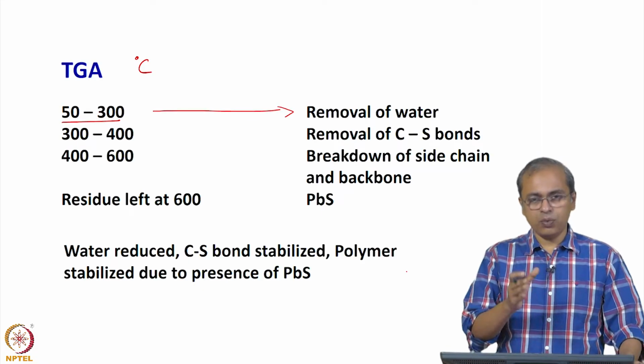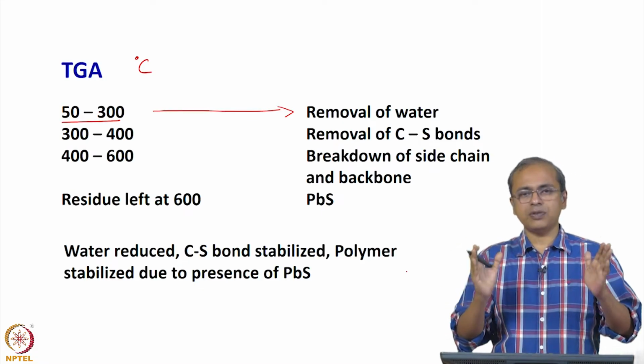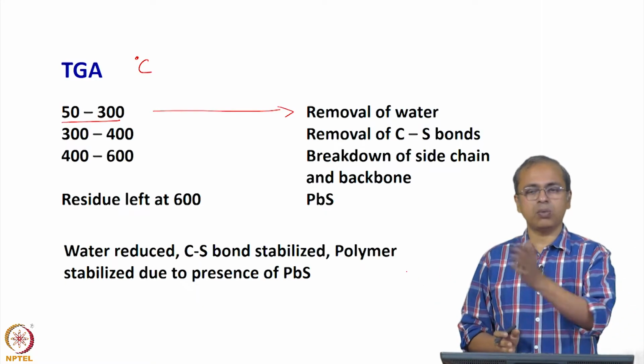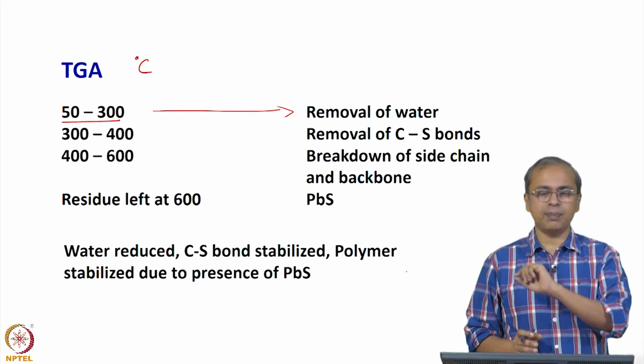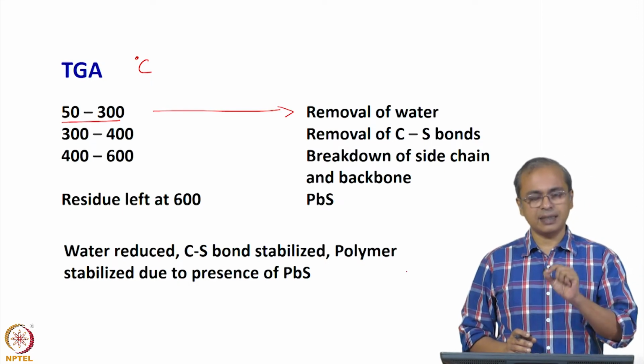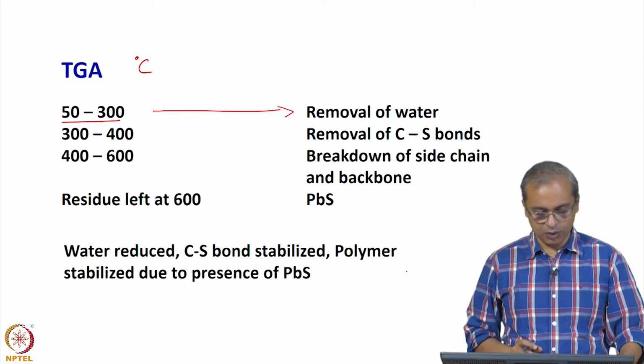That is why you end up having a wider range of temperatures around 100 degrees centigrade over which the water eventually leaves, and it does not leave at one unique temperature in this type of sample. In some other sample it may leave at exactly 100 degrees centigrade, and you may have all the loss associated with water.